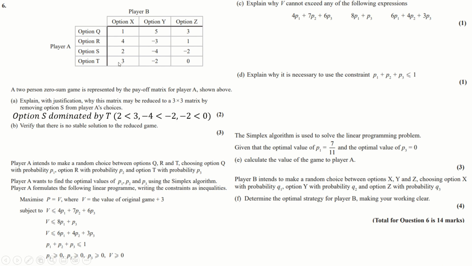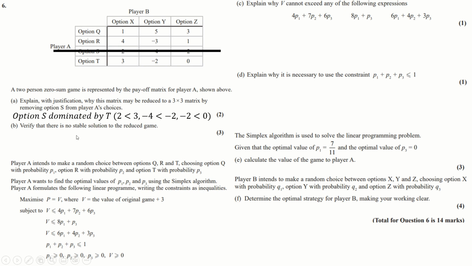So I think we can find S. From player A's point of view, everything in S is worse than everything in T. You only win 2 here rather than 3. You lose 4 here rather than just losing 2. And you lose 2 here rather than breaking even. So you never want to play S, right? Playing T, regardless of what player B plays, is just better. So it's dominated. You need to use the word dominated.